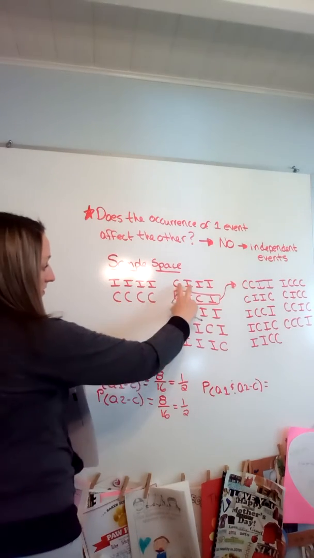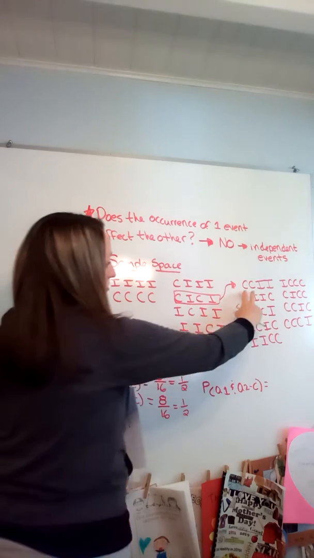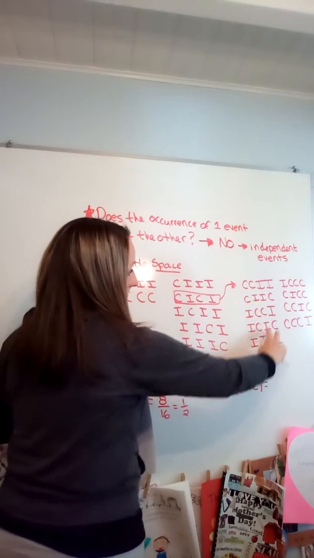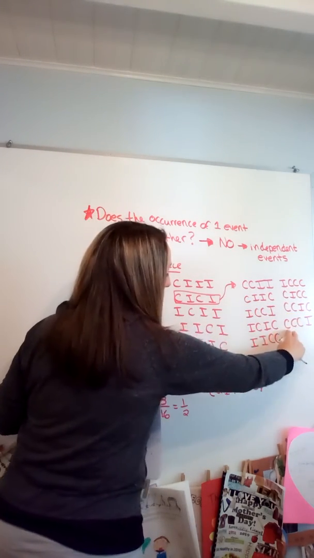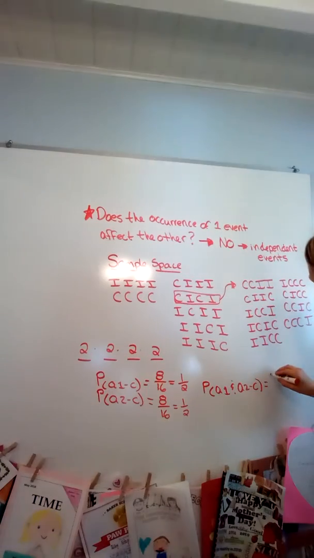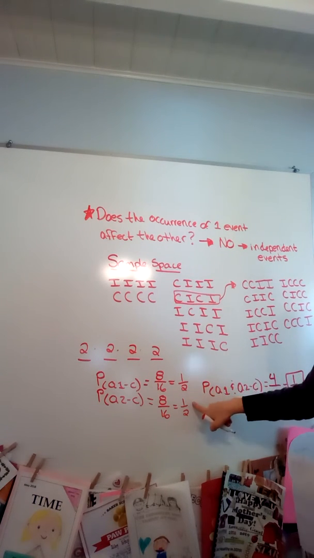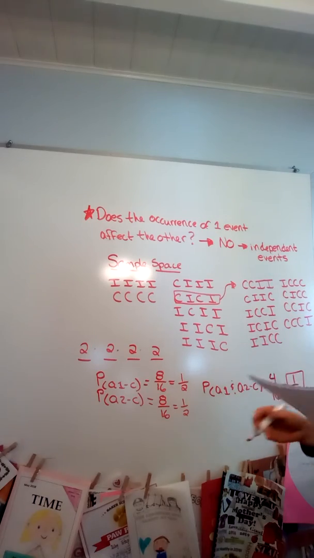So 1, 2, 3, 4. 4 out of 16. 4 out of 16, which simplifies down to 1/4. Okay, and that 1/4 I could also get by multiplying these two together, which shows that they are independent events.